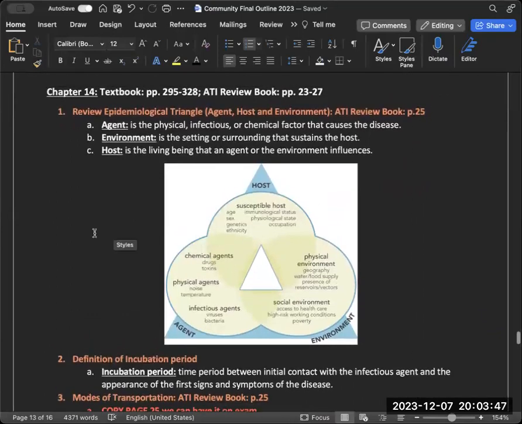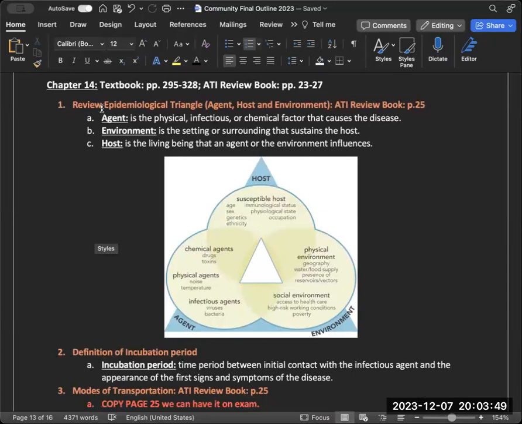Now, another thing that she said is that we need to know the epidemiological triangle. We actually have to know these three terms. We're not going to have access to the printed page for this, but this is on page, actually, it's not 25, it's 23 in the ATI book. Agent is the physical, infectious, or chemical factor. So the agent causes the disease. The environment is the setting or surrounding that sustains the host, like where they are. And the host is a living being that the agent or the environment influences, who is susceptible to the infection.